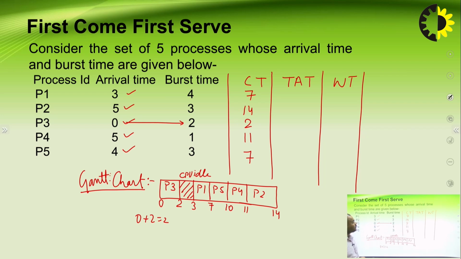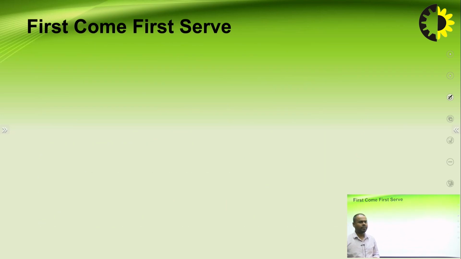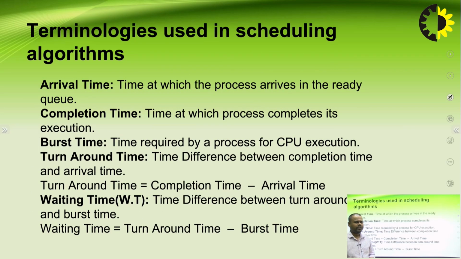Now the turnaround time. The turnaround time formula is completion time minus arrival time. 7 minus 3 is 4, 14 minus 5 is 9, 2 minus 0 is 2, 11 minus 5 is 6, 7 minus 4 is 3. This is the turnaround time. As you can see, the formula is completion time minus arrival time.